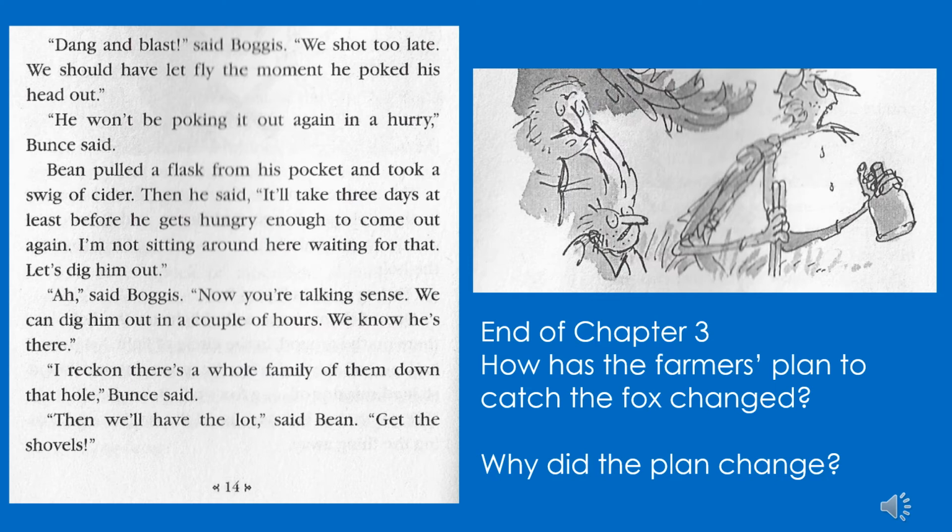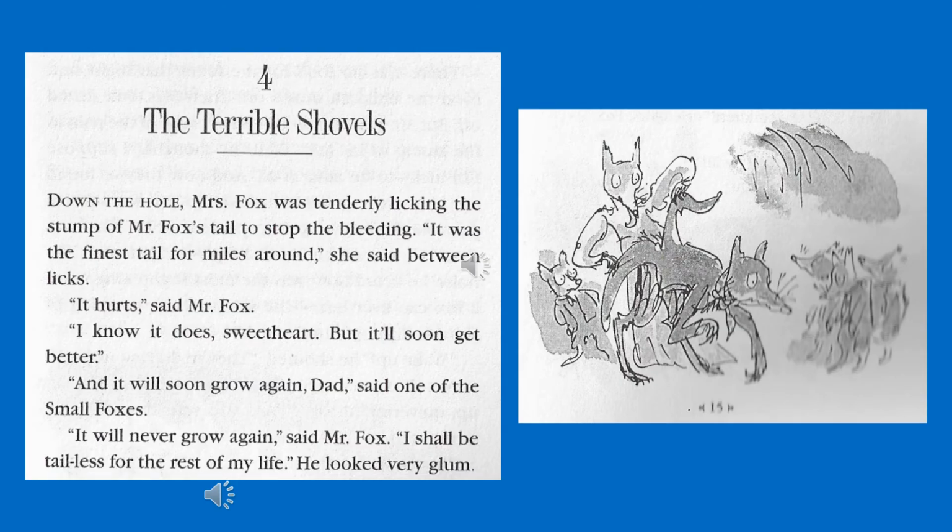Now that we've finished chapter 3, I want you to think about these 2 questions before we move on to chapter 4. How is the farmer's plan to catch the fox changed? And why did the plan change? Before you move on to the next chapter, pause the video and think about your answer to that question. I'll tell you what I think before we start chapter 4. Before we start chapter 4, I want to go over the answer to the question I asked at the end of chapter 3. The question was, how did the farmer's plan change and why did it change?